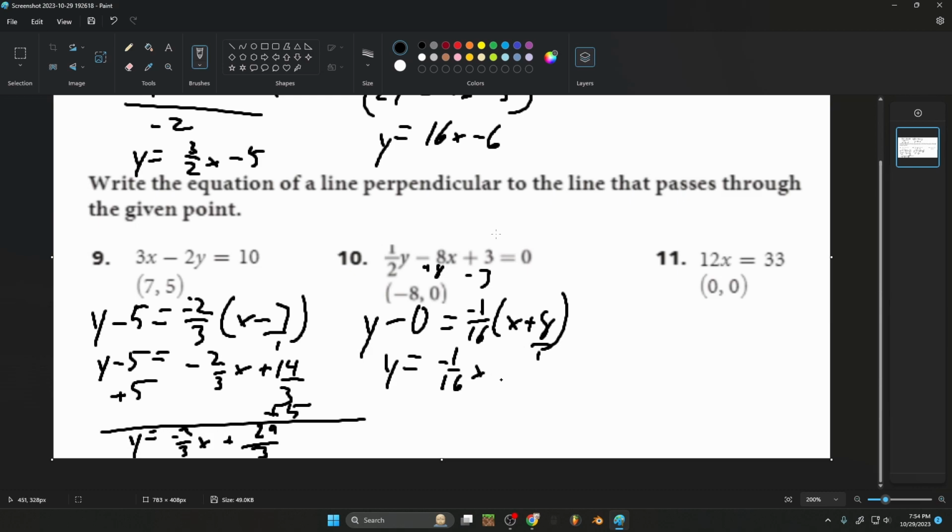Let me just do this. Negative 8 over 16. Oh, so that's y equals negative 1/16 x minus 1/2. Yeah, so y equals negative 1/16 x minus 1/2. Yeah, that one was a little confusing.